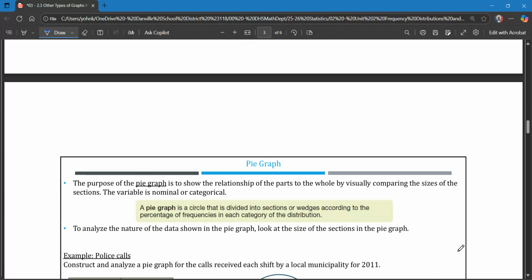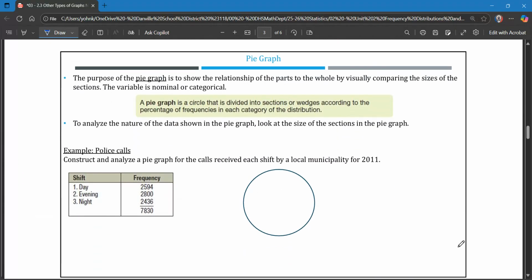All right, next one is called a pie graph. The purpose of the pie graph is to show the relationship of the parts to the whole by visually comparing the sizes of the sections. The variable is nominal or categorical. So here's another nominal, categorical, qualitative type of graph.